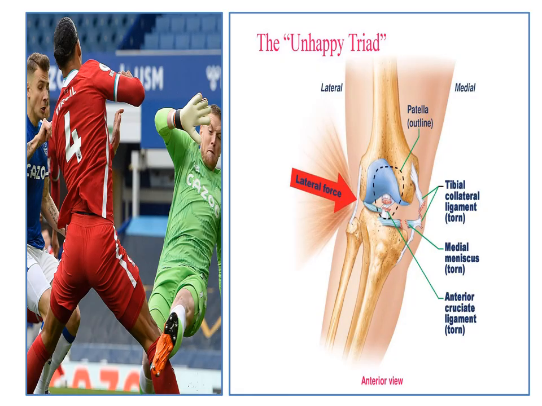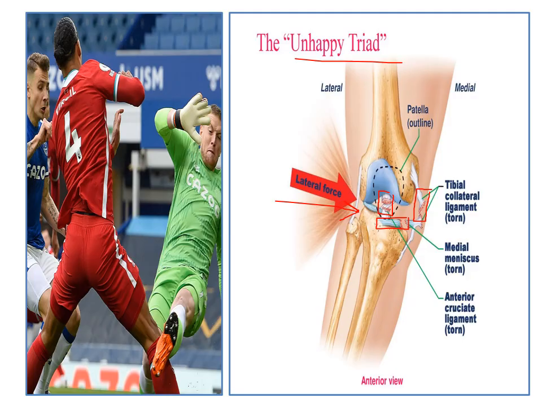This is an image of what we call the unhappy triad of the knee. This occurs when there's a lateral force applied to the knee joint. The force hits the lateral part of the knee joint, and what it results in is damage to different ligaments of the knee. So what we tend to see is damage to the anterior cruciate ligament. There's also damage to the medial meniscus, and because the medial meniscus is attached to the tibial collateral ligament, there's also a rupture of the tibial collateral ligament. So there's damage to three major structures of the knee joint, hence the reason why we call it the unhappy triad of the knee.